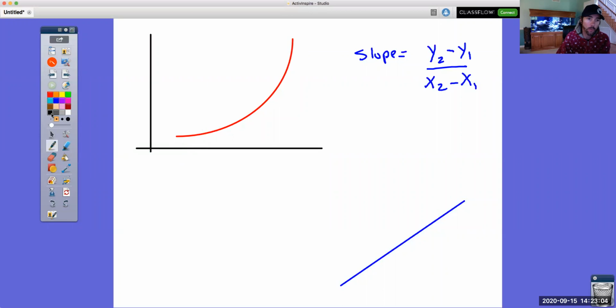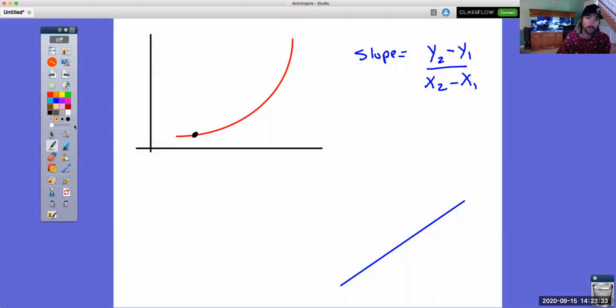Okay, what if I wanted to know the slope at just a very specific point? Like, what if I wanted to know the slope just here? Well, again, I could find the slope of the tangent line at that point. What I'm trying to do is, if you remember, a tangent line hits a curve just one time, I'm trying to parallel the instantaneous rate of change at that point. Okay, well, here's how I'm going to handle that.